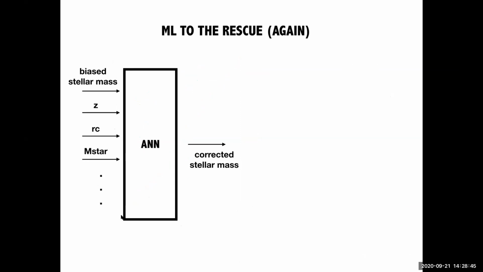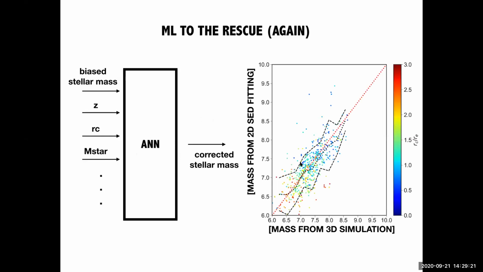We trained a probabilistic neural network in which we gave as input the biased stellar mass plus some other secondary parameters that contribute to this bias, for example the distance of the clump to the center of the galaxy, and tried to get a corrected stellar mass, which in our case is the 3D-based estimate. It is a probabilistic network in the sense that we get not a single value but a posterior of the corrected mass, based on this input and the prior knowledge we have from VELA.